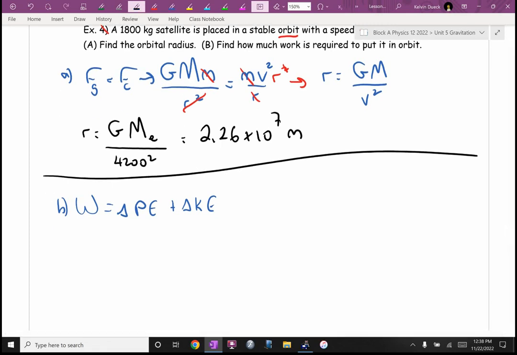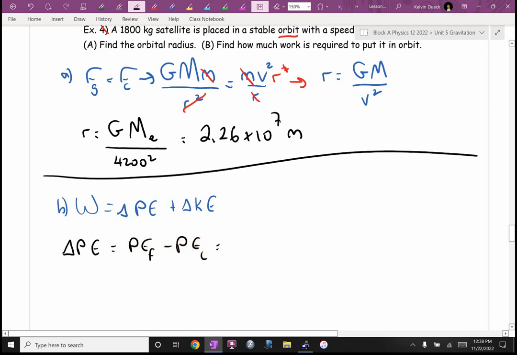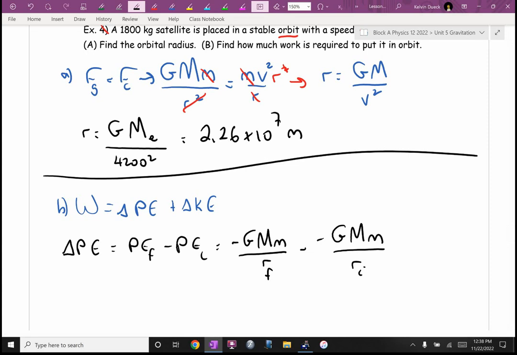What's change in anything, potentially? So change in PE is going to be PE final minus PE initial. It's going to be negative big G, big M, little m over, and I think our final is our orbit, right? That's where we ended up. Minus negative big G, big M, little m over our initial. Finley, do the little m's cancel here? No, it takes more fuel to put something heavier in orbit. That's why NASA will spend hundreds of thousands of dollars reducing the weight. They know they'll still come out ahead.